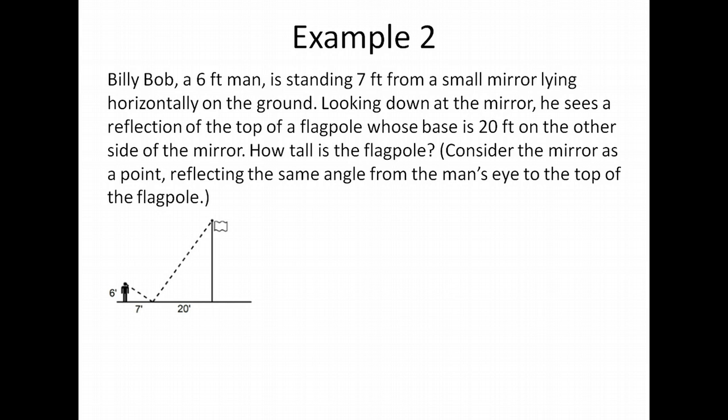Since we know the man is 6 feet tall, the distance to the mirror is 7 feet, and we know the distance from the mirror to the flagpole is 20 feet, we can find out what the corresponding height of the flagpole is by using a proportion. Once again we're going to redraw the triangles to organize our thoughts. And so we now have 6 to x is equal to 7 to 20.